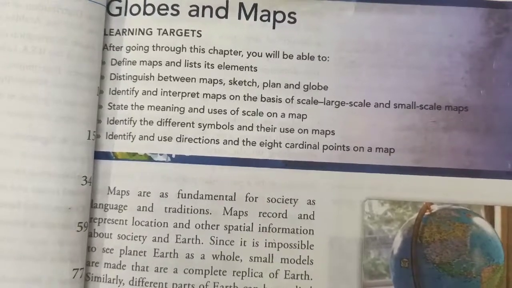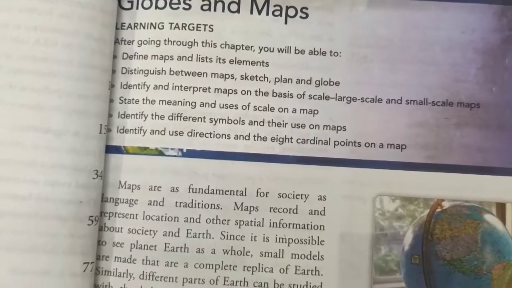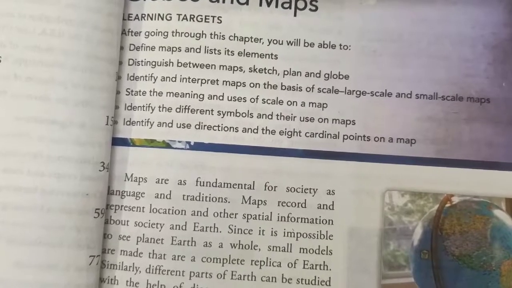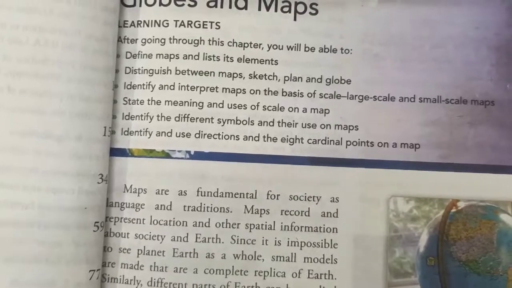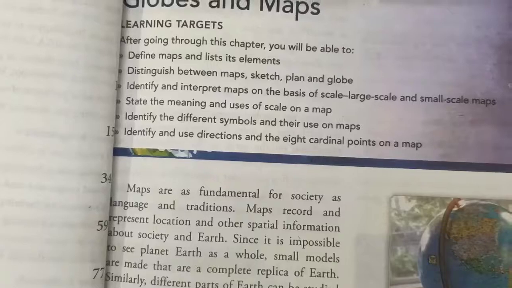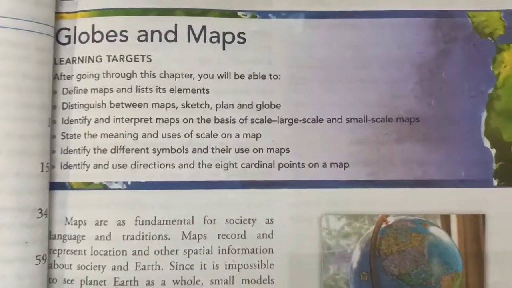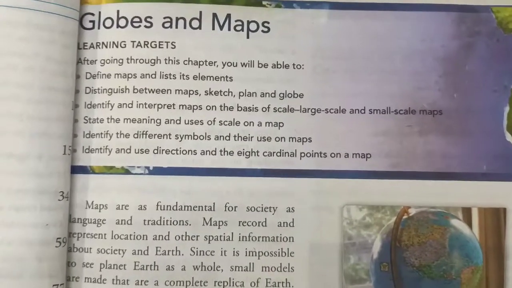Other than this, you should be able to know the meaning and the uses of scale on a map. Then you should also be able to identify the different symbols that are used on the map. And you should also be able to identify and use directions and the 8 cardinal points on a map. So all these things you should be able to know.